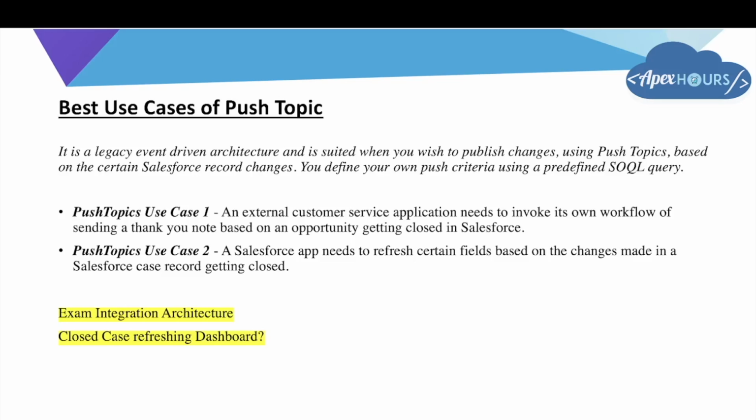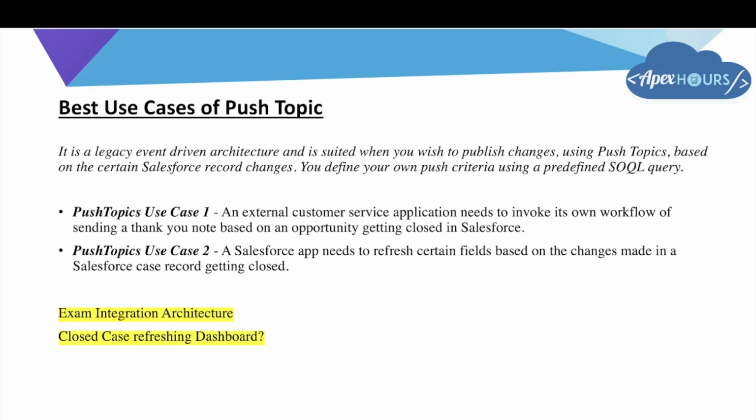Now, when should we use push topic? It is a legacy event driven architecture and it's suited when you wish to publish changes using push topic based on a certain Salesforce record change. That's very important to understand: it's a certain Salesforce record change. For example, only when a case is closed, then you want to send data. Only when an opportunity is won, then you want to send data. Then in that case, push topic is useful.